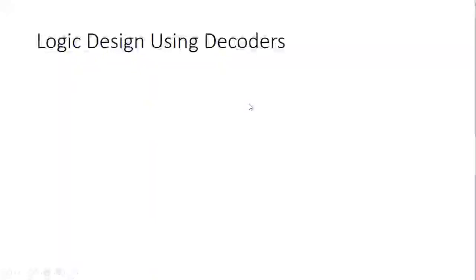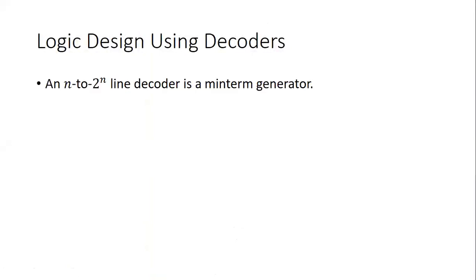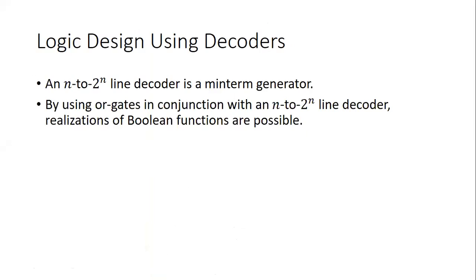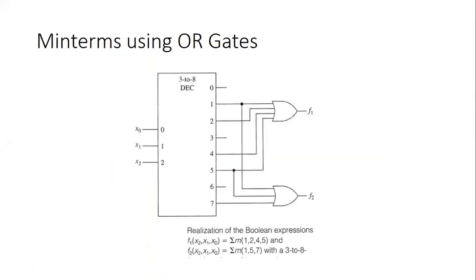What we are going to do is logic design using decoders: implementation of min terms and max terms using decoders. Now, as we have seen, there are different decoders, such as the n-to-2^n decoder. A decoder is also a min term generator. By combining the min terms, or the outputs of the decoder, I'll be able to represent functional outputs. Say, for example, this is a min term decoder, a 3:8 decoder with 3 inputs. What are the outputs I'll get? 0, 1, 2, 3, 4, 5, 6, 7.